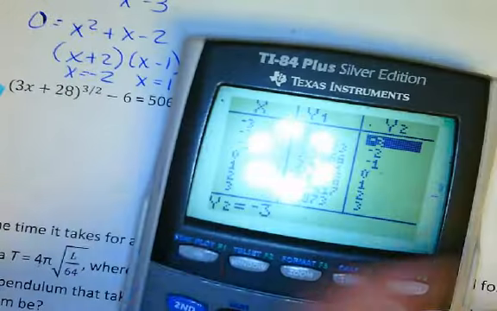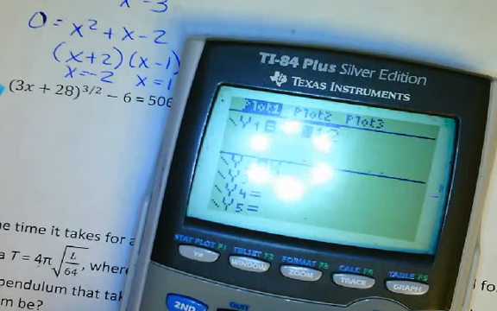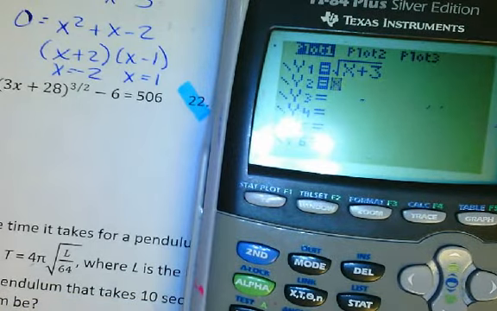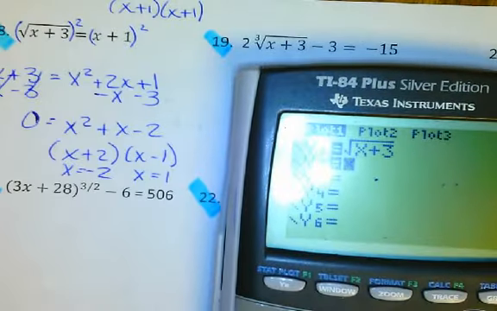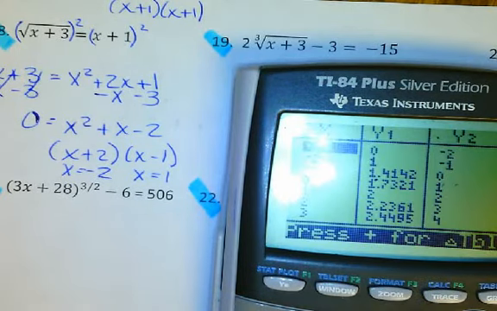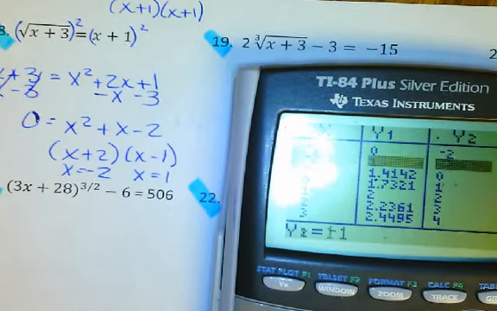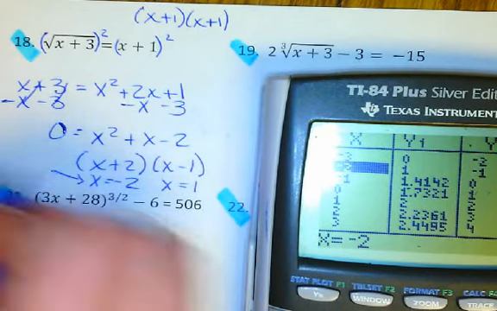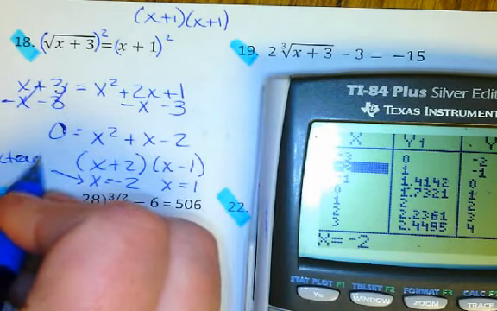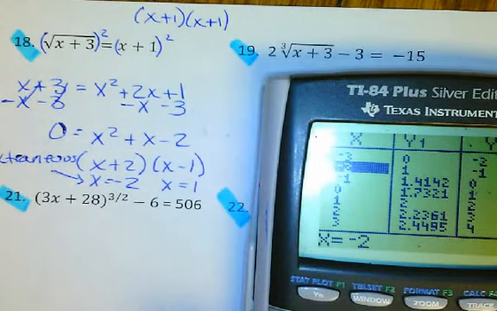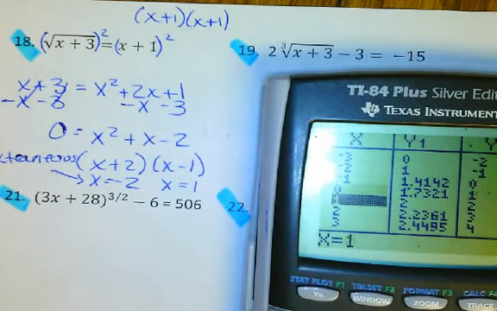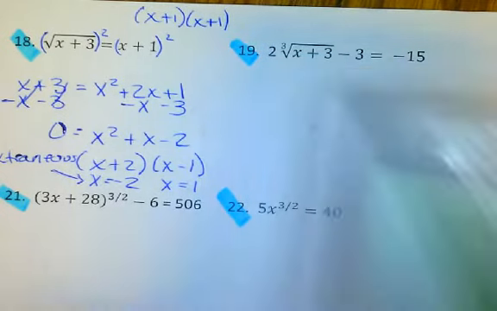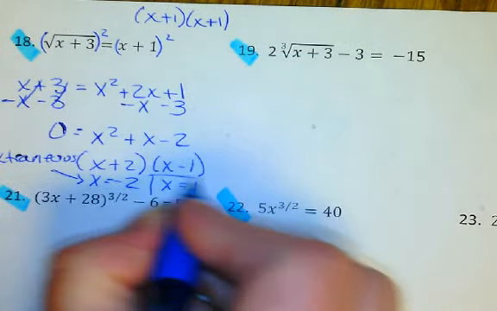Now, again, I'm going to check my answer. So if I come up here, I'm going to put that square root of x plus 3 on one side. And then down here is where I'm going to put the x plus 1. And I'm going to get x equals negative 2. Alright, so if I look at the negative 2, notice they're opposites. So this is my extraneous solution. And then if I look here at x equals 1, those are the same. So that's my real solution.